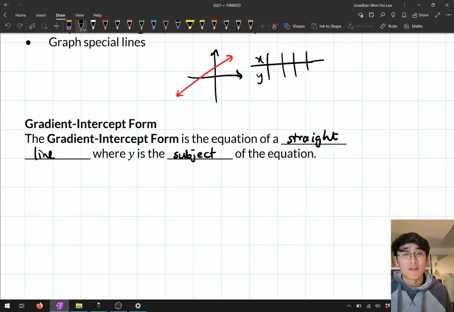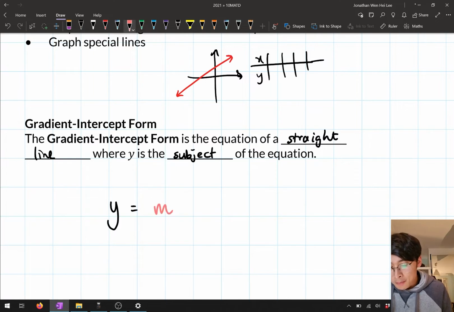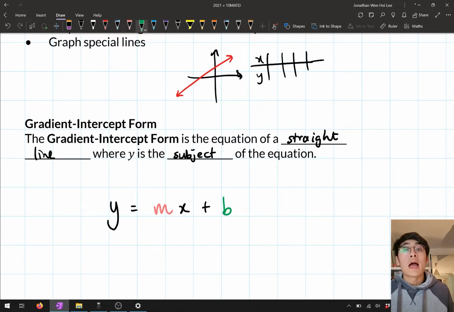And so what we're doing here is we're looking at a particular way that these rules are written, and it's called the gradient-intercept form. Now the gradient-intercept form, they all follow the same pattern, and this is what the pattern is. It's written as an equation, y is equal to mx plus b. Now m and b are just two numbers that can change depending on the question. So the gradient-intercept form follows this particular pattern. y is equal to mx plus b.